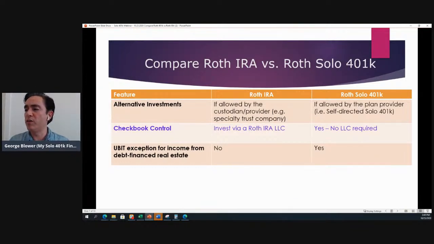So the latest question is, can I transfer an after-tax IRA to a Roth Solo 401k? So great question. So after-tax IRA funds are like Roth IRA funds. They cannot be rolled over. You can't roll it over to a Roth Solo 401k.